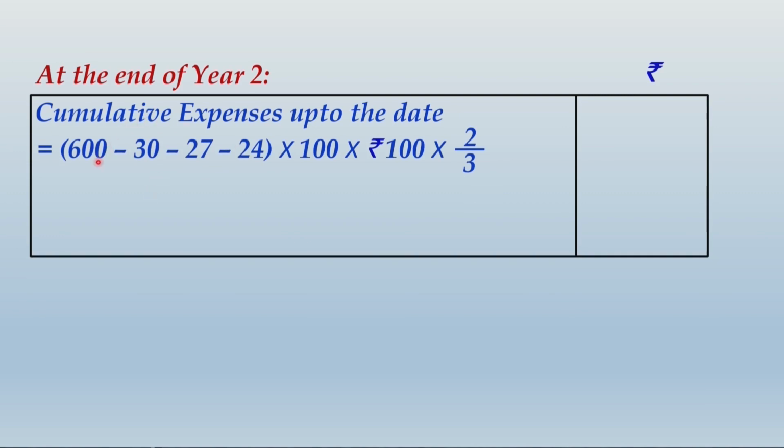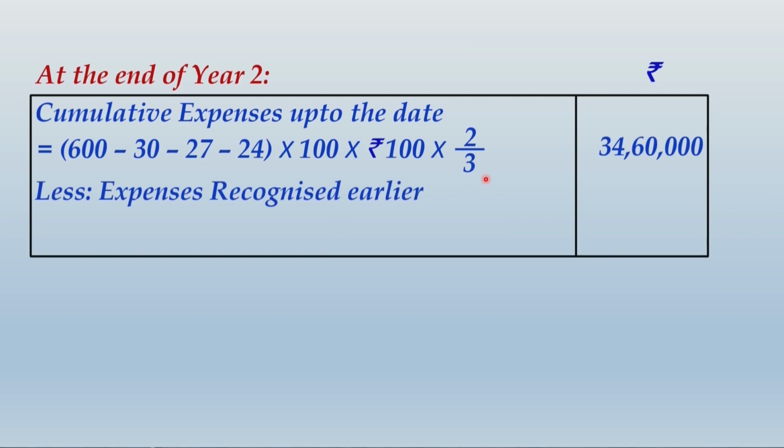There are 600 employees in total, 30 left in the first year and 27 left in the second year. And now we are expecting that 24 other employees will leave during the third year. Now we have to consider these employees' departure also, because the revised vesting period according to our new estimation is 3 years, out of which 2 years have passed. And this 100 and 100, why we are multiplying, you know it very well. And over here, the ratio that you multiply will be 2 by 3. And when you make this calculation, it will be 34,60,000.